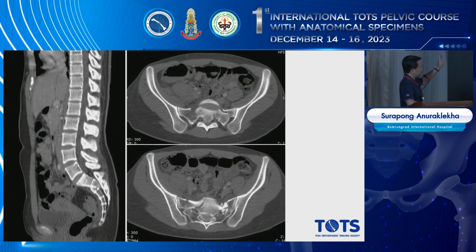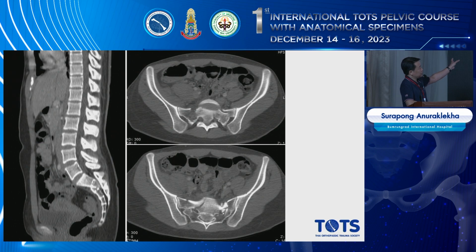Another useful image from the CT scan is the lateral view. We do not do the lateral X-ray of the pelvis routinely. This is not in the practice, but you always get the information from the sagittal view of the CAT scan, and this is the only view in which you can see the sacral fracture in zone 2.